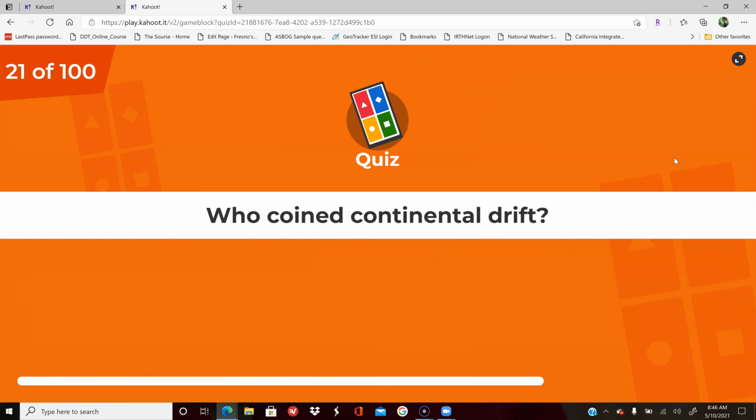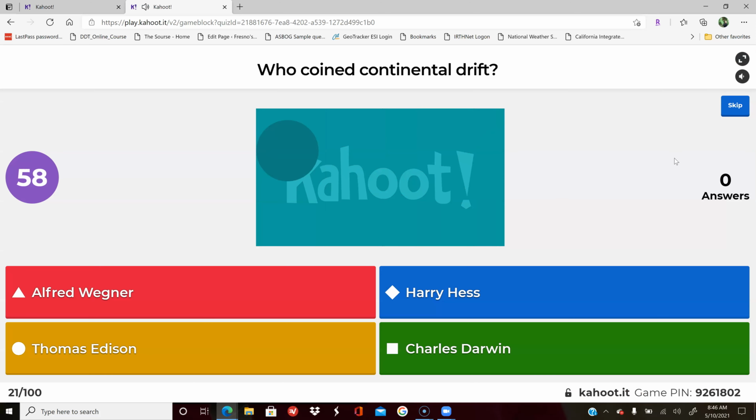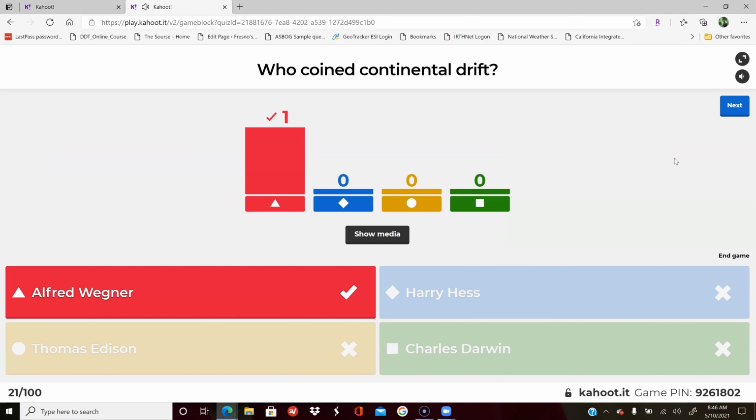Who coined continental drift? Is this Alfred Wegener, Harry Hess, Thomas Edison, or Charles Darwin? This is Alfred Wegener. So continental drift was coined or founded by Alfred Wegener.